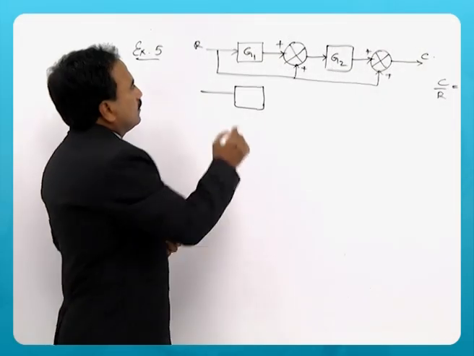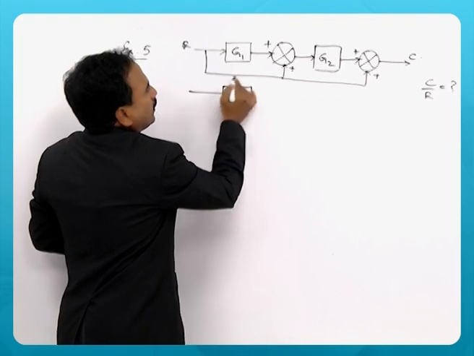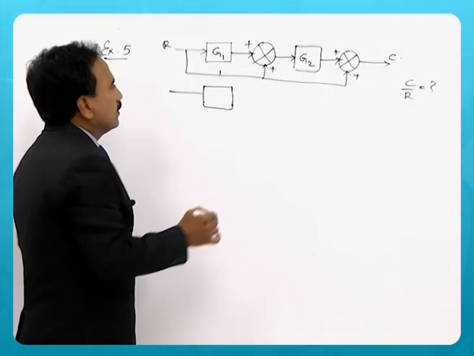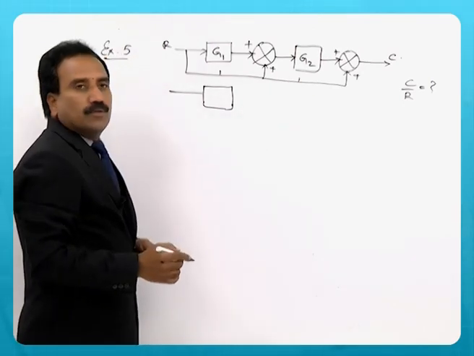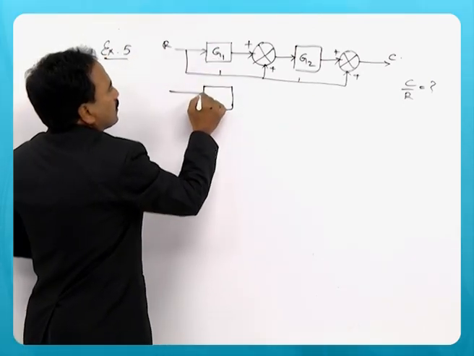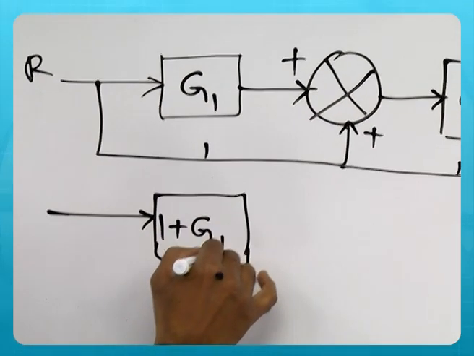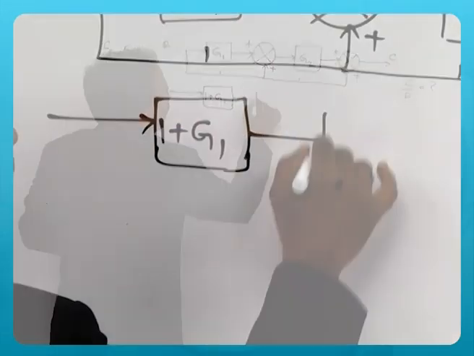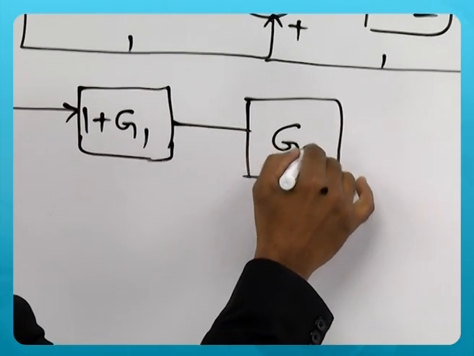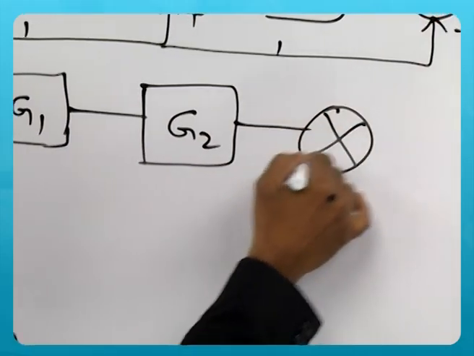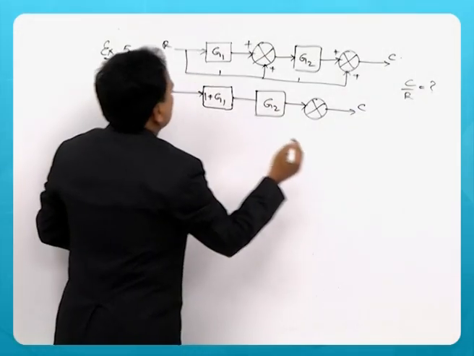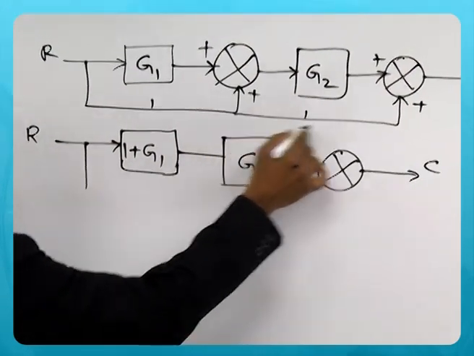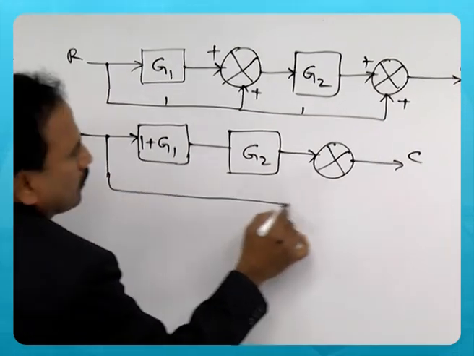You can see that the signal that is going, there is no component here, there is no additional block, so the value can be taken as 1. So this also 1. So the resultant of these two is 1 plus G1, and there is a block G2, and there is a summing point C, and this is R, and this signal R is going to this summing point also.